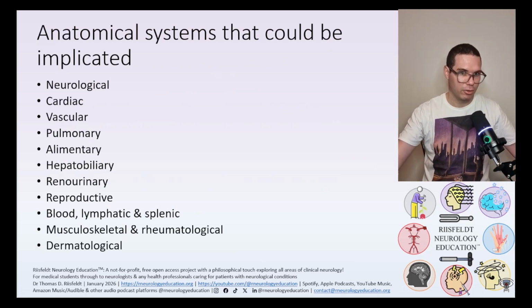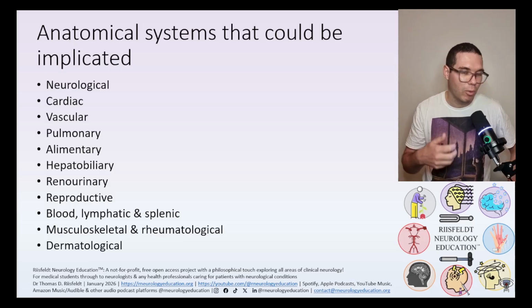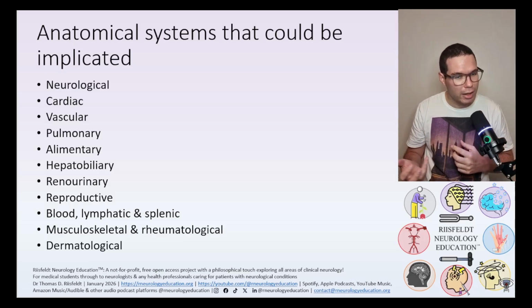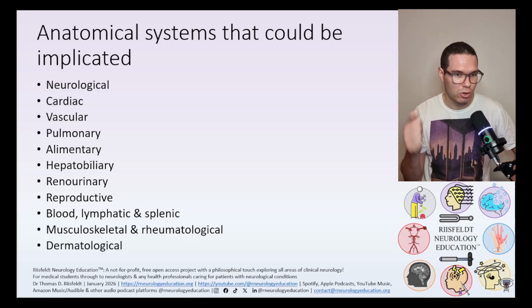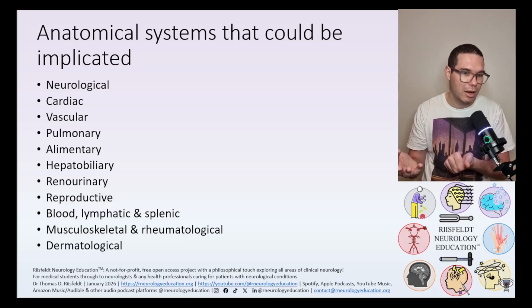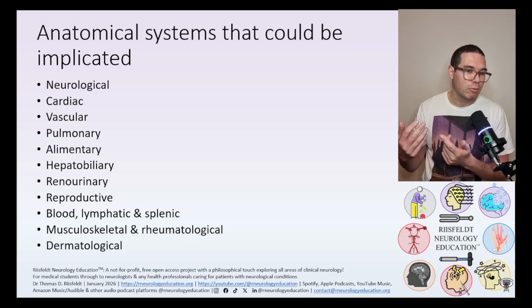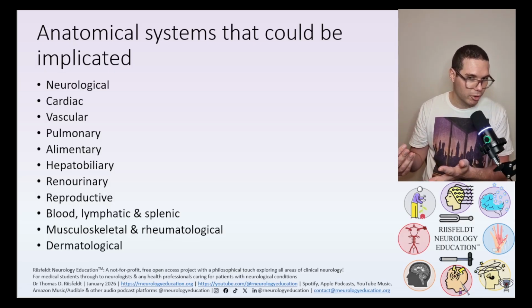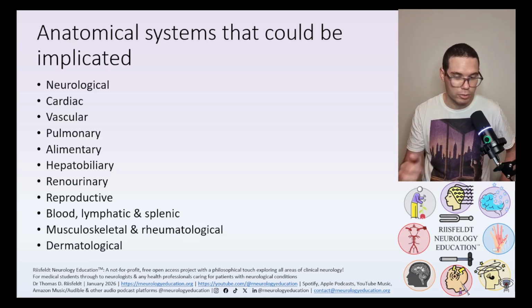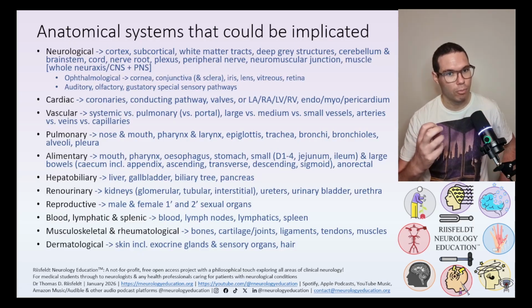What's the other side of the puzzle? So it's the anatomy. What are the anatomical systems that could be implicated here? Well, all we need to do is think of our functional anatomy, system space. So you've got your neurological system, cardiac, vascular, pulmonary, alimentary, hepatobiliary, renourinary, if you allow me to make a word up, reproductive, blood lymphatic and splenic, musculoskeletal and rheumatological, and dermatological. And again, these can be broken down into more detail.